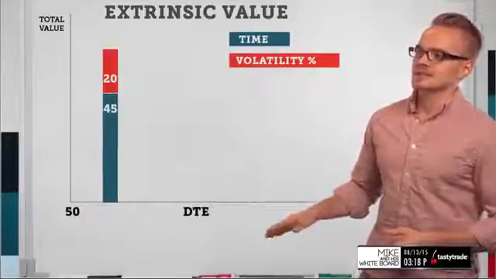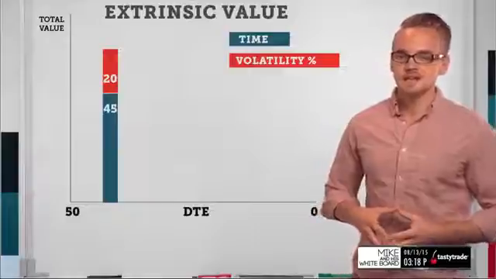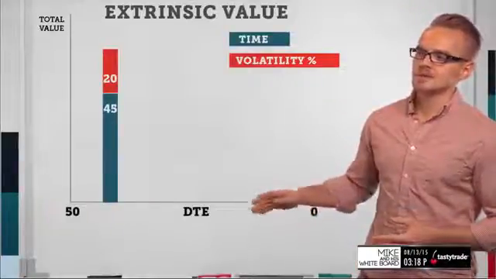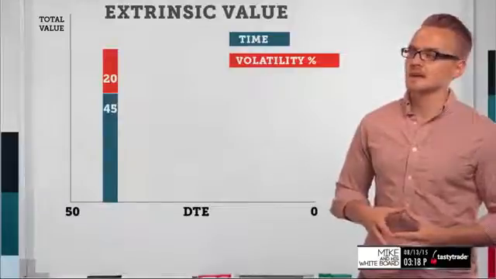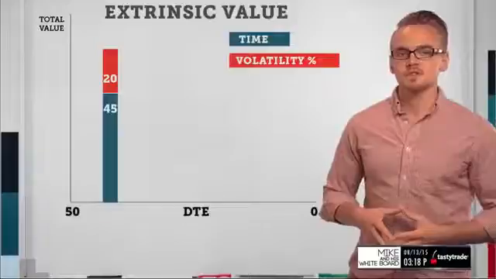Along the x-axis, we've got days till expiration, or DTE as you might see it in many of the platforms. So we'll start with 50 and we'll trickle down to 0, and you'll see that time will decrease and the premium with those options will decrease as well.